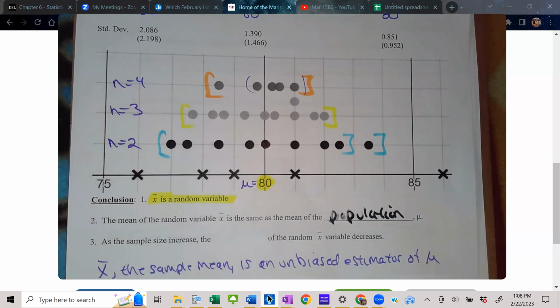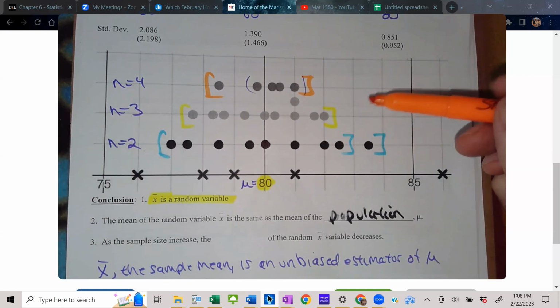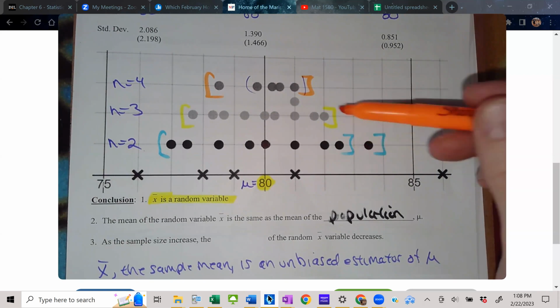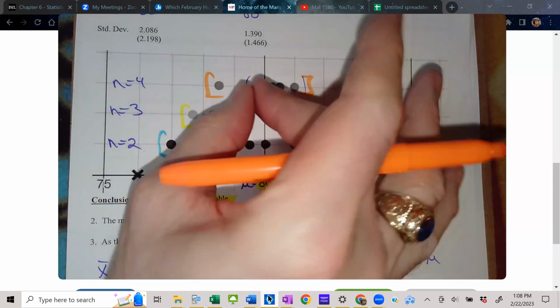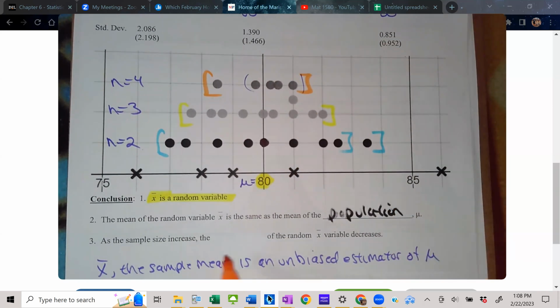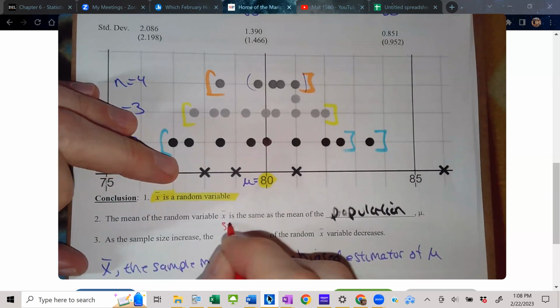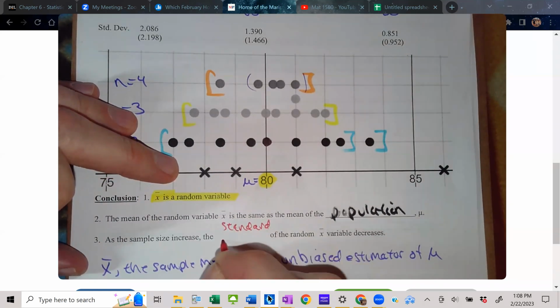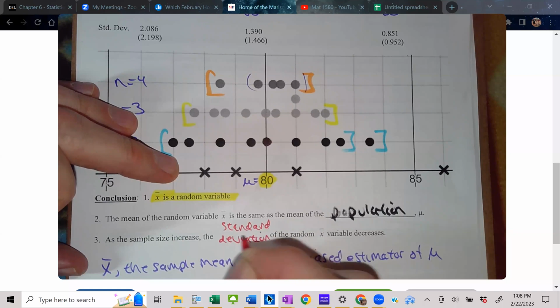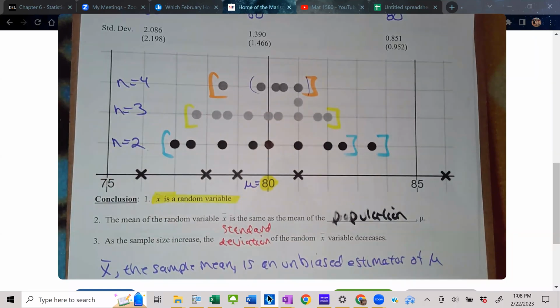And the mean of the population is denoted with mu. One other observation to get out of this: as we increase the sample size, what else happened to these plots? What's decreasing? The standard deviation. Yeah, thanks, Nate. The standard deviation decreases. So three conclusions that you should get out of this.